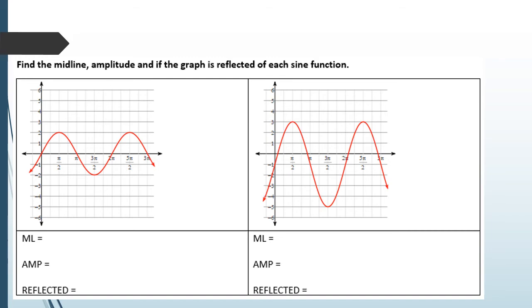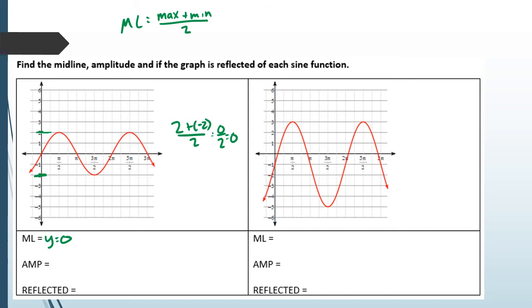Okay, so a couple things about how we want to start this. When we're looking for the midline, we want to add the max point, so the highest point, plus the lowest point, and then divide that by 2. Okay, so in this case we have our highest point at 2, our lowest is at negative 2. So we're going to do 2 plus negative 2 divided by 2. 2 plus negative 2 is 0, and 0 divided by 2 is 0. Now remember, once again, that means y equals 0.